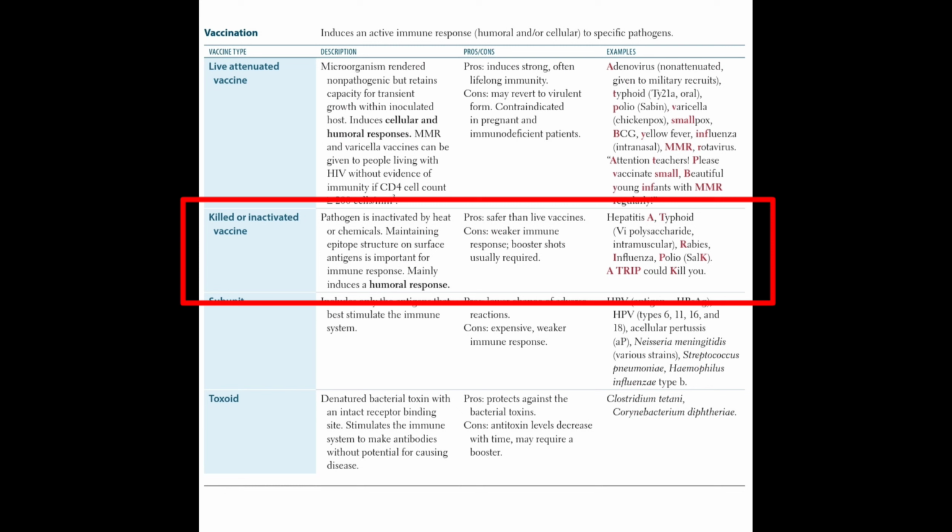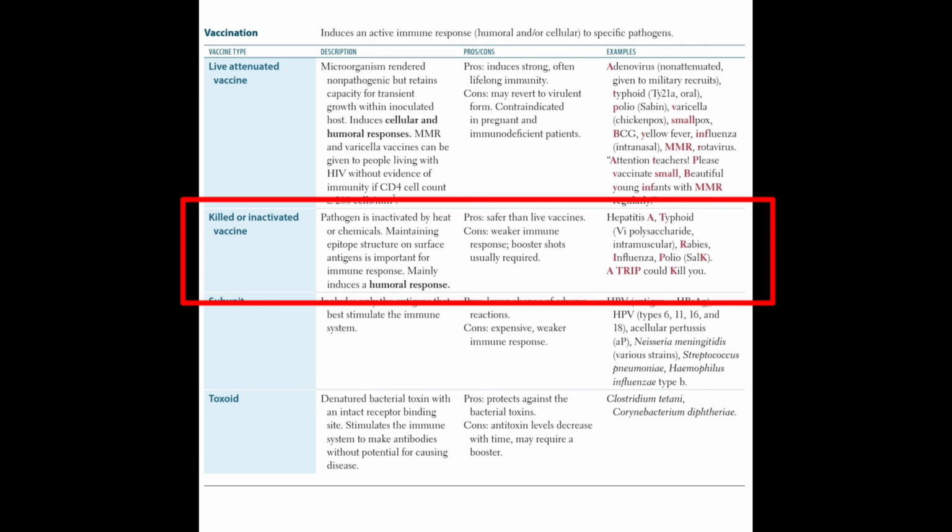The pro of this killed or inactivated vaccine is that it is safer than the live vaccine, but the con is that it induces a weaker immune response and booster shots are usually required. The examples of these killed or inactivated vaccines are hepatitis A, the typhoid vaccine, in which the Vi polysaccharide vaccine is given intramuscularly, the rabies vaccine, influenza, and polio. In polio, the Salk is the killed or inactivated vaccine.